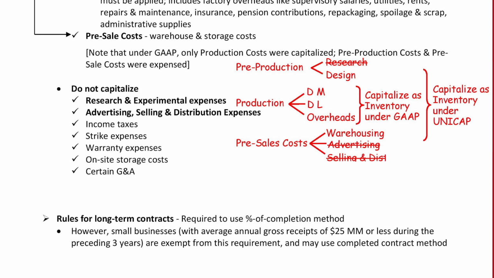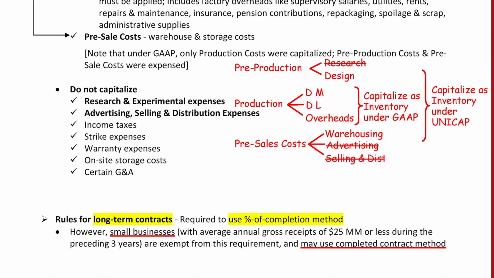The next bullet, we've got rules for highlight long-term contracts where taxpayers are required to highlight use percentage of completion method. However, underline small businesses may use the completed contract method.